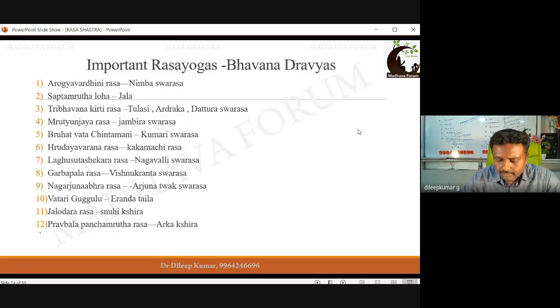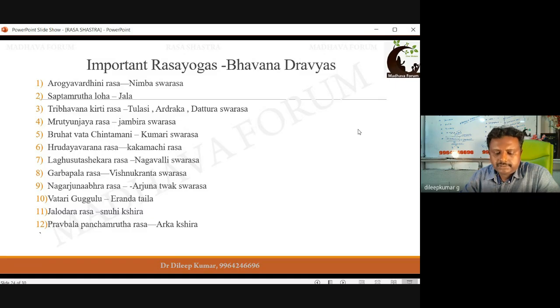Okay. So Trikatu, Vatsanabha, Parada, Gandhaka, and Manashila are the main drugs. Here Bhavana is with Ardhaka Swarasa. So 2 to 4 rati is the dose. Anupana is Ardhaka Swarasa or Nagavali Swarasa.